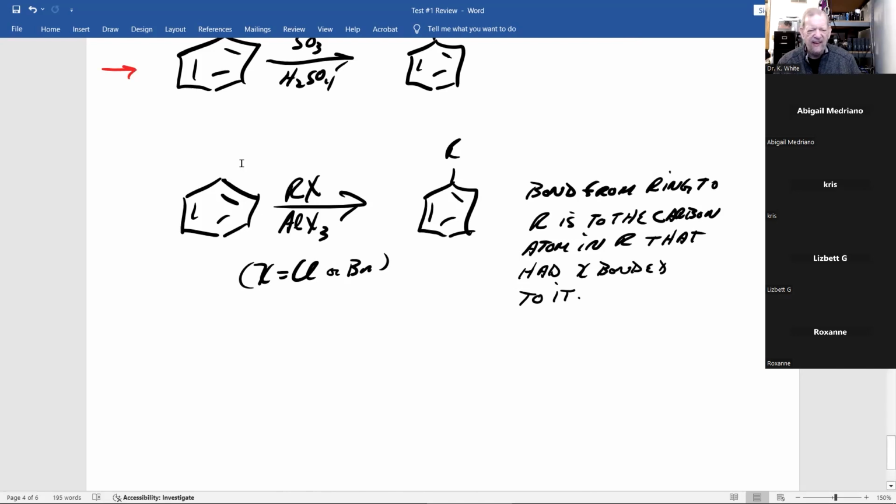And here you take an RX. R is anything with carbon and hydrogens. X in this case is chlorine or bromine. You need aluminum trihalide and replace one of the hydrogens with the R group. Now, listen carefully. The bond from the benzene ring to the R group is to the carbon atom in R here that had the halogen bonded to it. And let's look at an example.